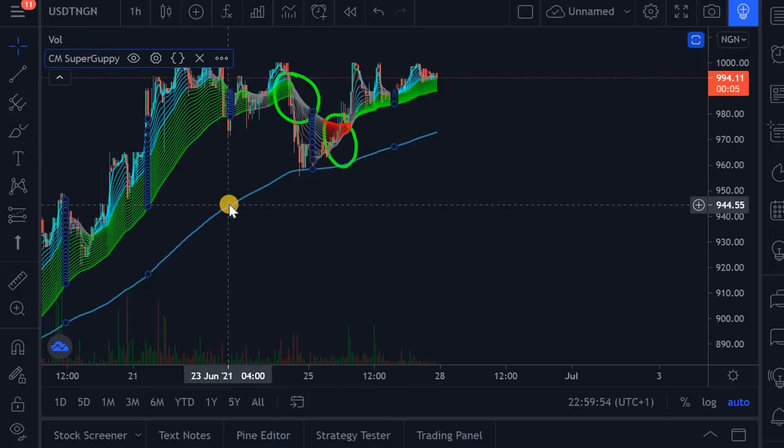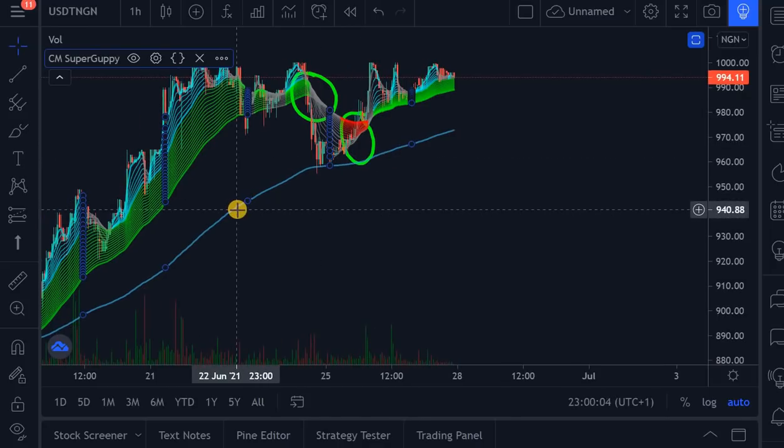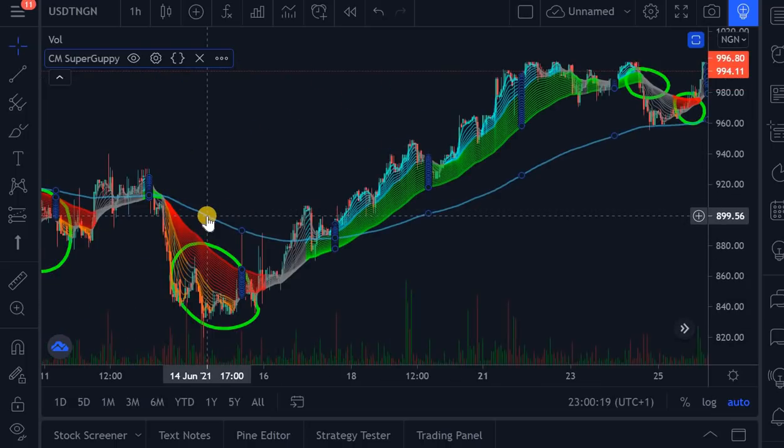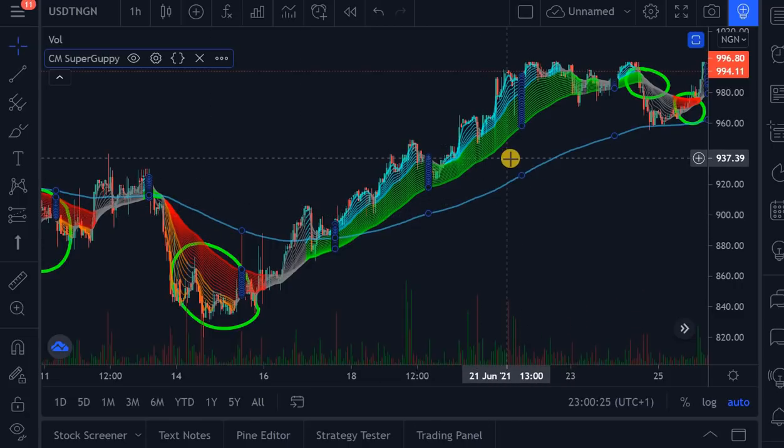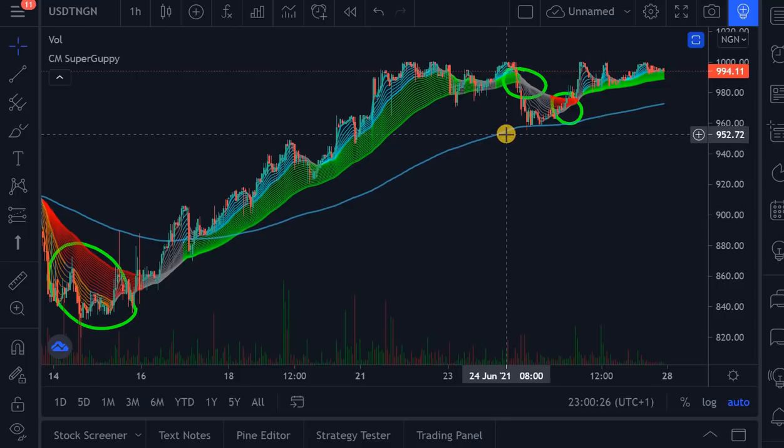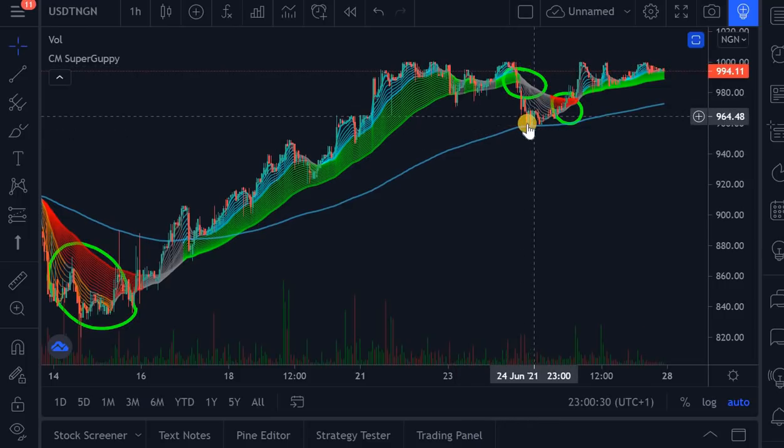Look at this line right here. This is the 200 exponential moving average. This moving average would guide you in knowing when the price is in an uptrend or a downtrend. When the price is below this moving average, that means the price is in a downtrend. And when the price is above this moving average, that means the price is in an uptrend. Price can come down and bounce off the moving average, and the moving average will tend to act as support. So this is a very good thing to know when you are using this indicator, because you have to be able to differentiate an uptrend from a downtrend so that your trades can go smoothly.